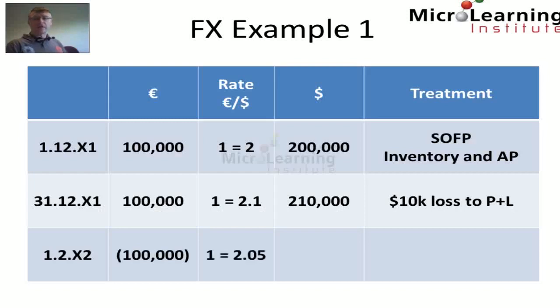But in order to do that, because the exchange rate is €1 to $2.05, we have to write a check for $205,000. Now, this $205,000 is less than the $210,000 we had recognized as a liability to this supplier at year end. So consequently, we also, with this transaction, recognize a corresponding $5,000 gain to profit and loss.